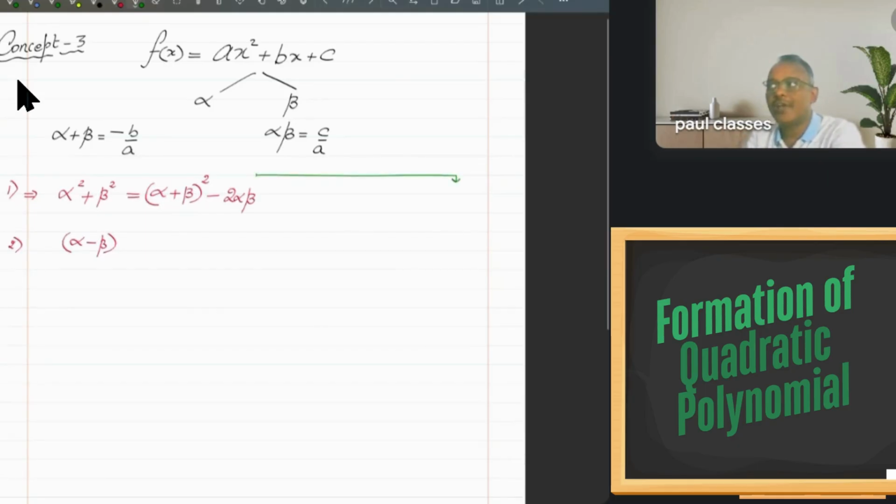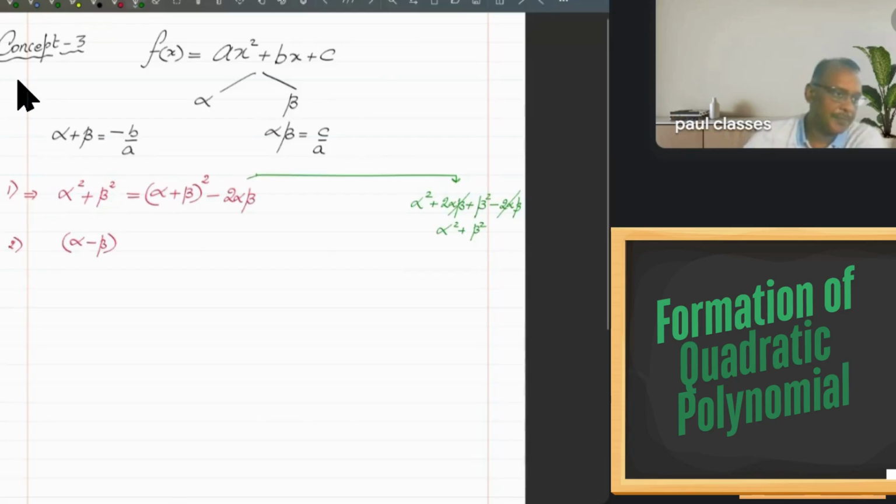Do you know what's the value of alpha plus beta whole square? अल्फा प्लस बीटा का होल स्क्वायर, a plus b का होल स्क्वायर का वैल्यू बताओ. a square plus 2ab plus b square होता है ना. अगर मैंने उसके साथ एक माइनस 2 अल्फा बीटा और डाल दिया, what will happen? Are you getting alpha square plus beta square?